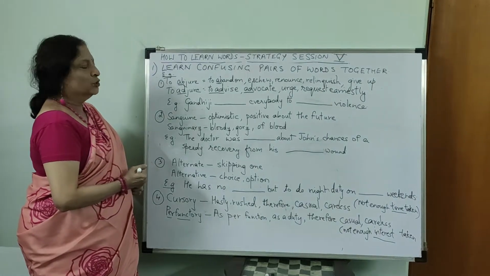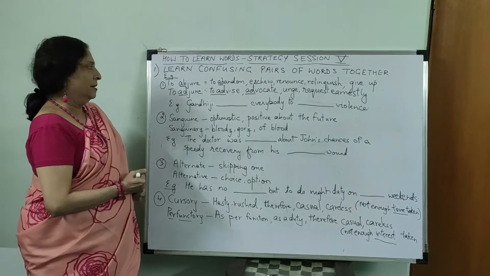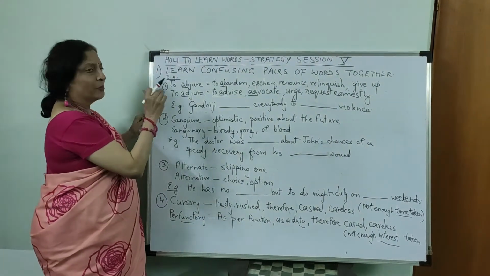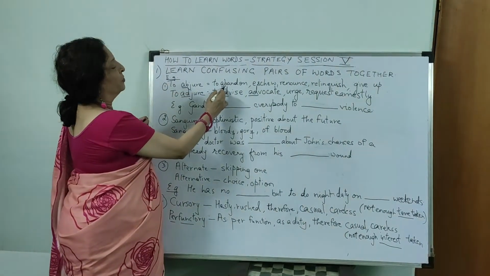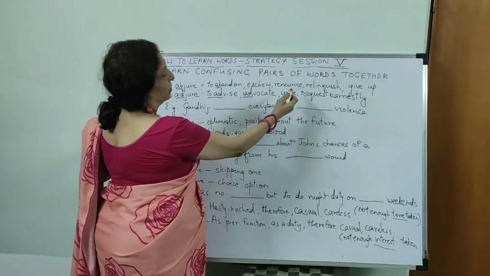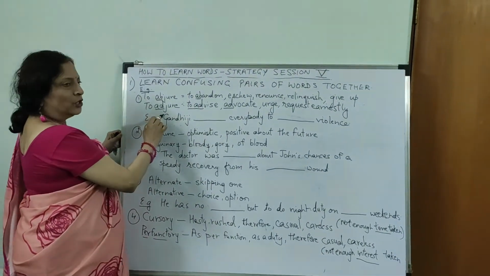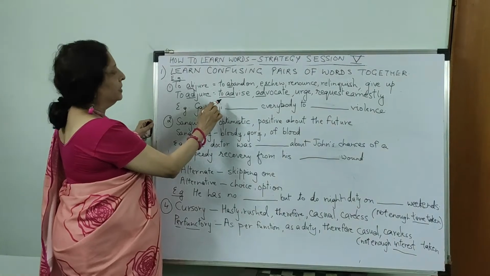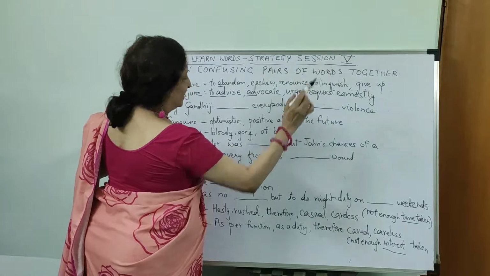First of all, to abjure and to adjure. These are very close to each other, because of which we can get confused. So, we incorporate part of the word itself in the meaning. For abjure, we made use of to abandon. And then we take the other meaning, verb, eschew, renounce, relinquish, give up. To adjure, we have taken ad and used it in its meaning to advise, advocate, urge, request, earnestly.